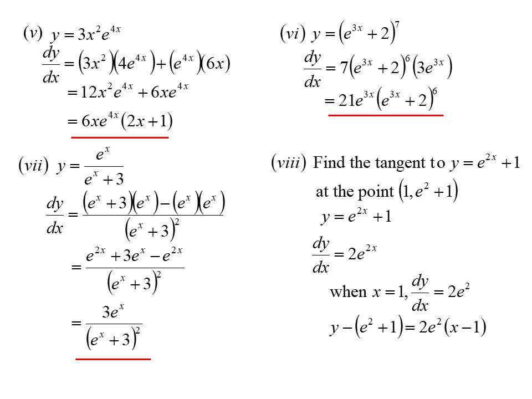Point slope formula. y minus the y value, which in this case is e squared plus 1, equals 2e squared times x minus 1. Look, it's not pretty, but it is a linear function. Because remember, e, of course, is just an irrational number. It is a number, but that's what we get. 2e squared x minus y minus e squared plus 1. And there it is in general form.